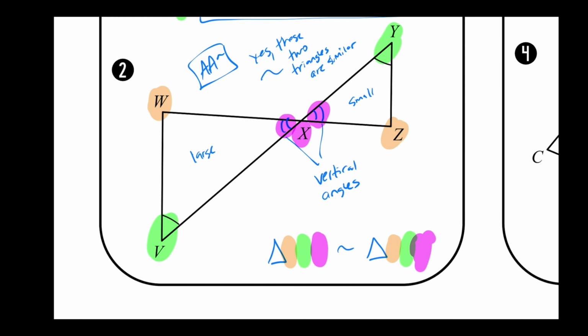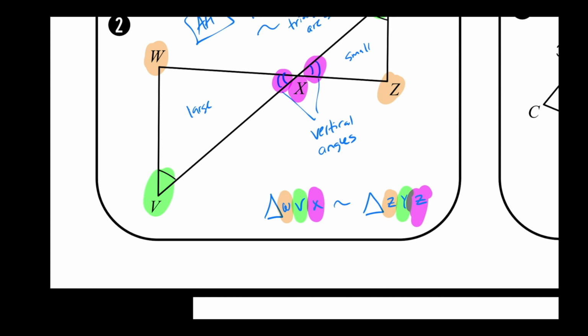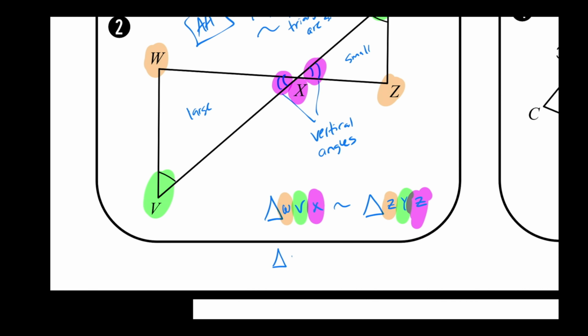Follow the colors. So in the large one, the colors are orange, W, green, V, pink, X, is similar to triangle orange, Z, green, Y, and pink, Z. Okay. Without color, it looks like this.